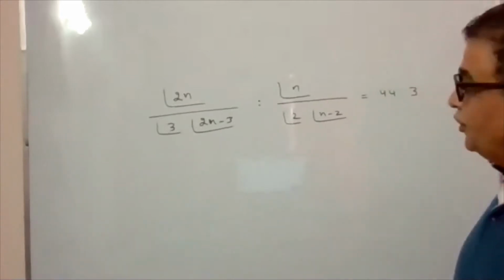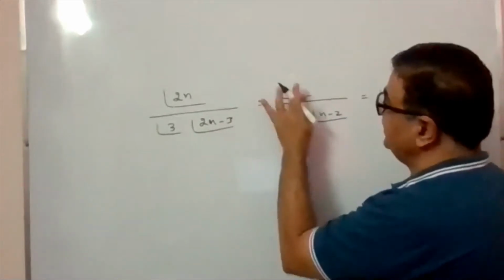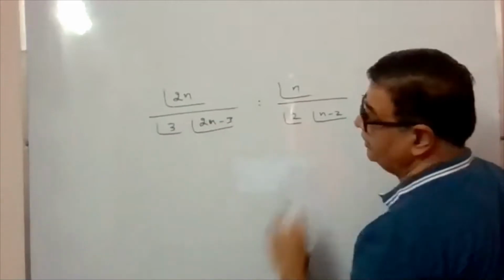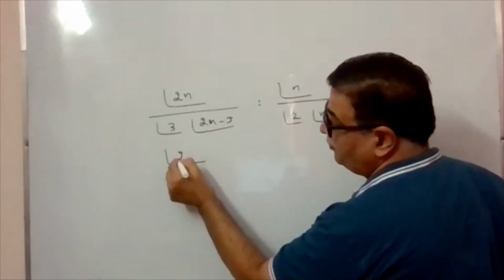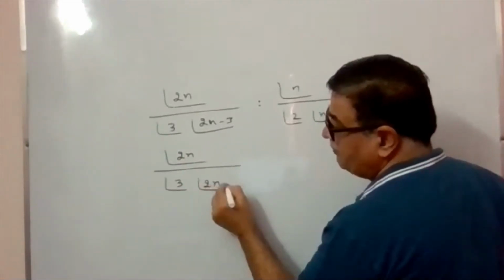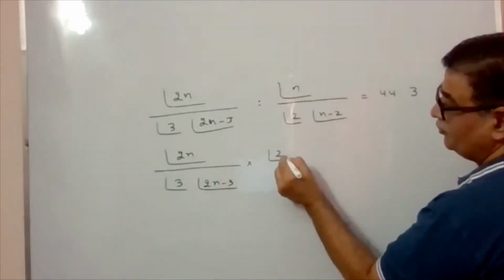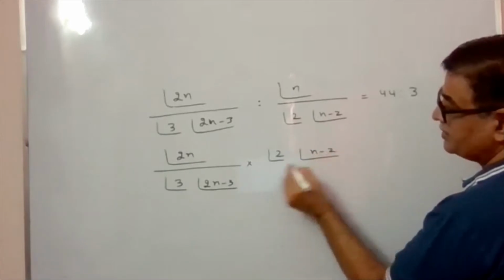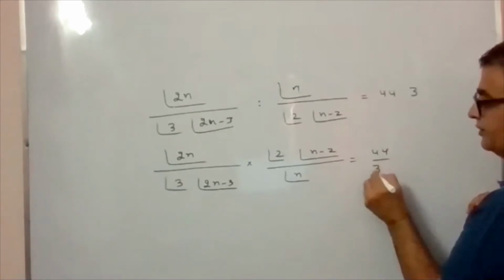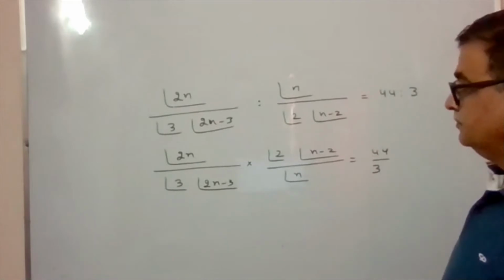Again, the same type of question here. 2n is bigger, 2n minus 3 is smaller. Here n is bigger, n minus 2 is smaller. Here 3, here 2. This is bigger, this is smaller. So first we will write in proper form: factorial 2n by factorial 3 factorial 2n minus 3, into, this will reciprocate, so factorial 2 factorial n minus 2 by factorial n, is 44/3. Yes or no?